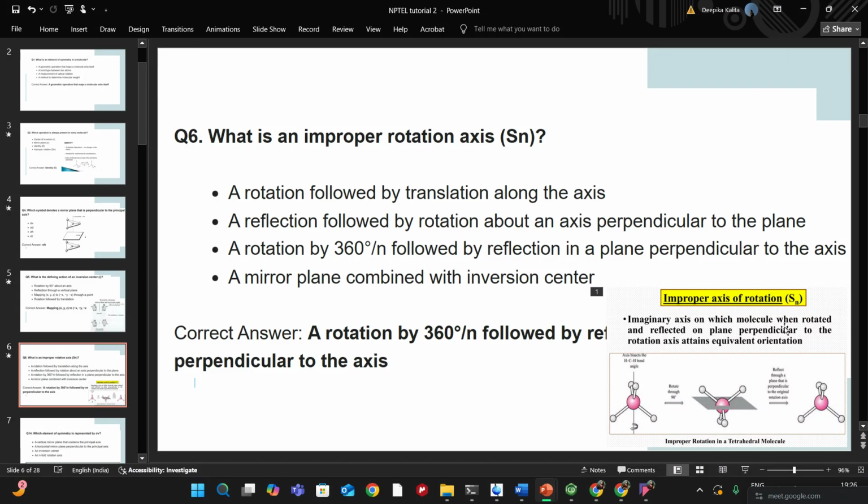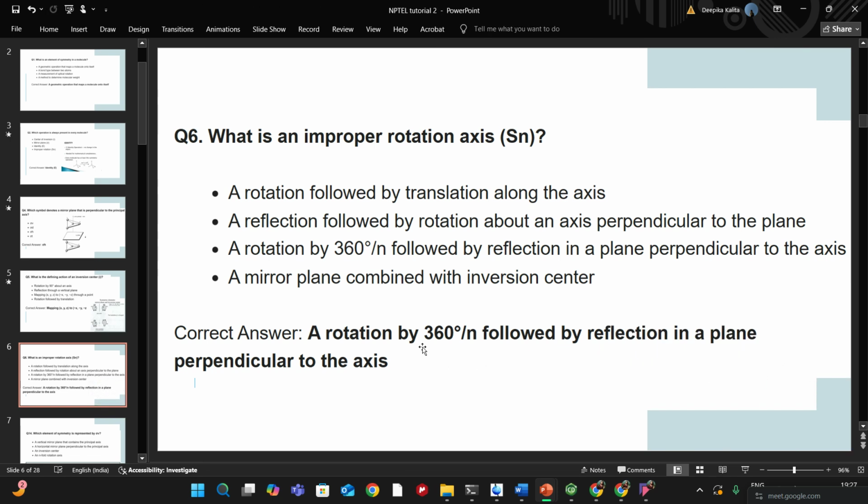So the definition you can see here: an imaginary axis on which the molecule, when rotated and reflected on a plane which is perpendicular to the rotation axis, hence the molecule which will lie in space in this way will change its position after following the Sn element, and hence it will be defined in such a way.